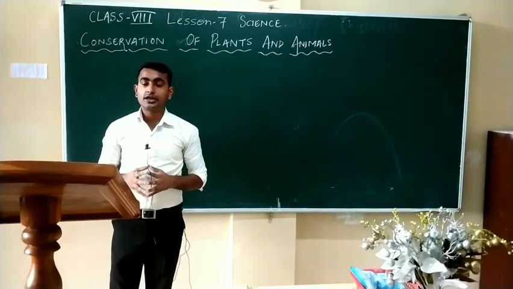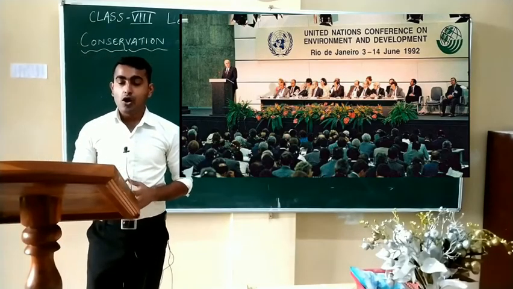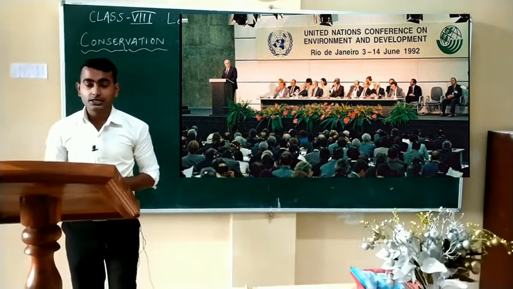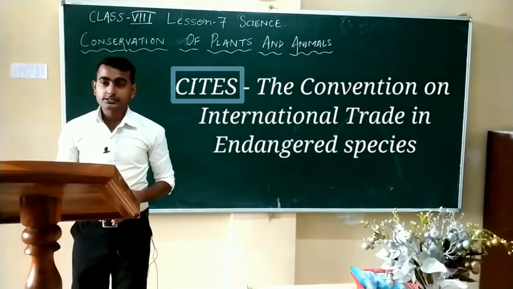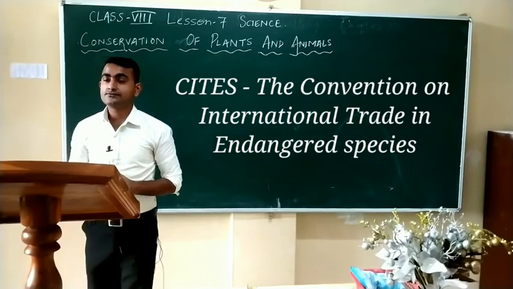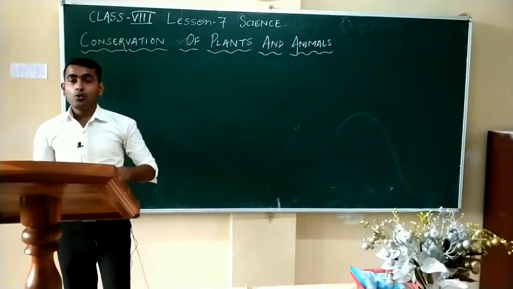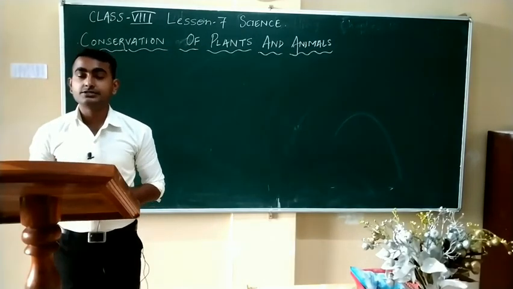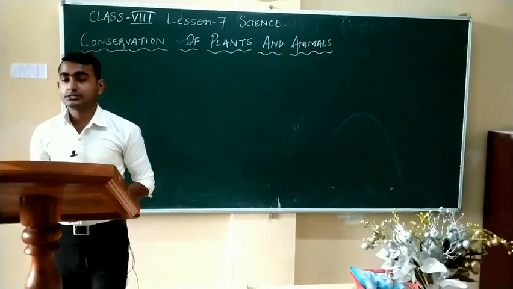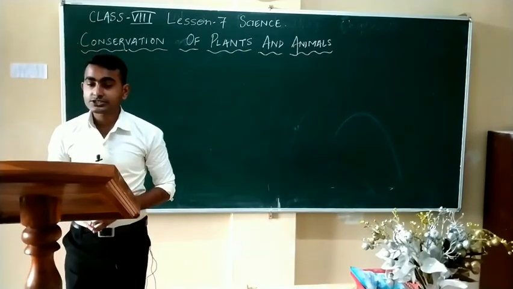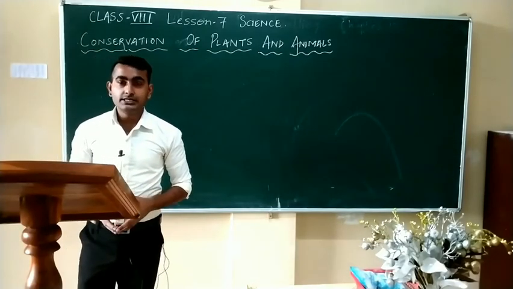In 1992, 156 nations signed an agreement on biodiversity at the United Nations Conference on Environment and Development, that is the Earth Summit in Rio de Janeiro. The agreement known as CITES, the full form of CITES being the Convention on International Trade in Endangered Species, was for limiting trade in endangered species. CITES prohibits commercial trade in endangered plants and animals. This is a convention which came into effect in 1975.